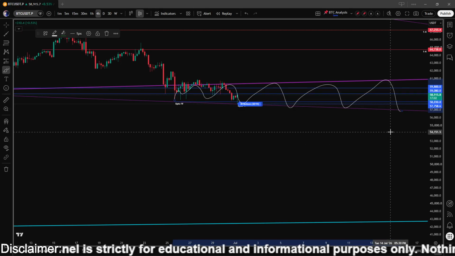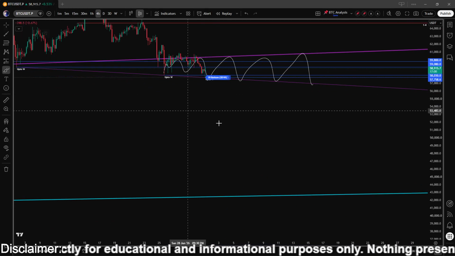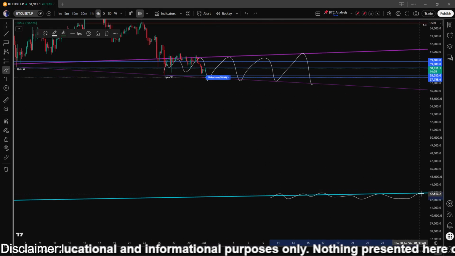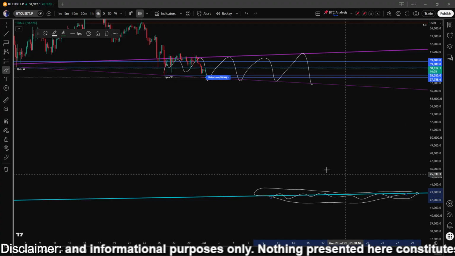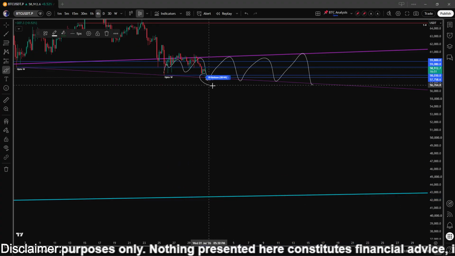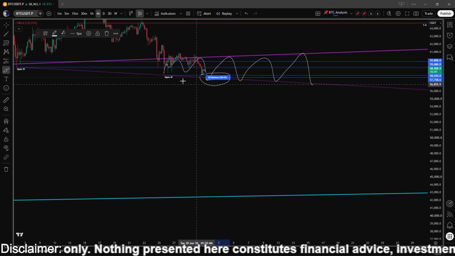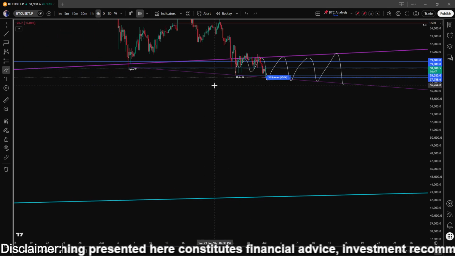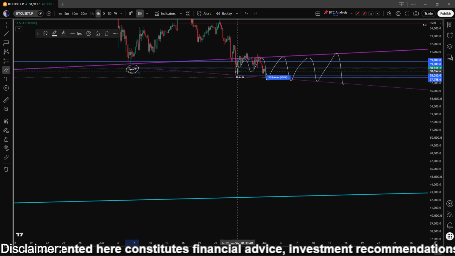Eventually we might see this level too, most likely. But for the time being, we can assume we have good support with all these levels, because it has to do with the weekly time frame.